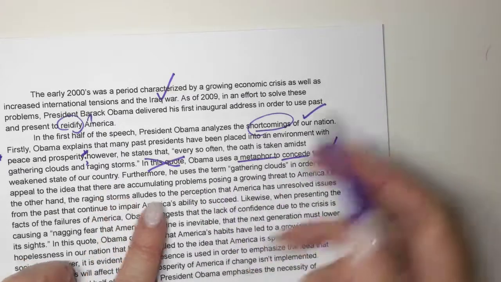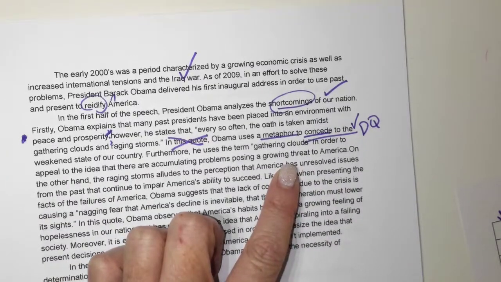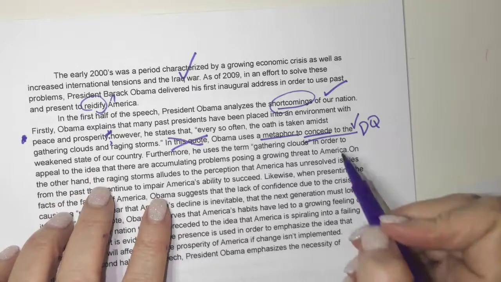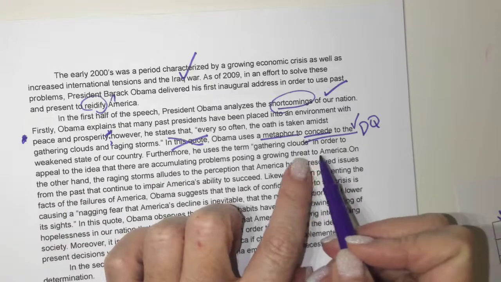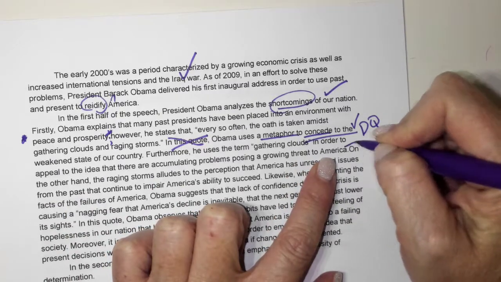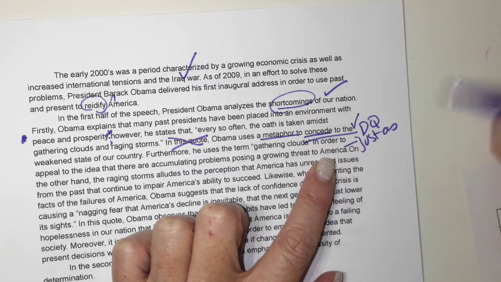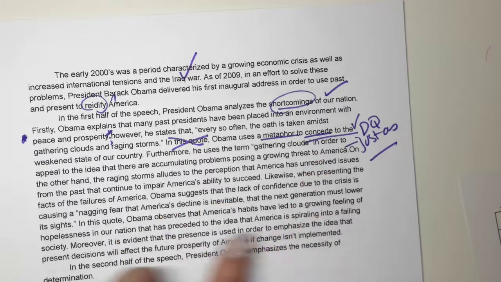Okay. Furthermore, he uses the term gathering clouds. Okay. So if you see me write a DQ by it, that's a double quote. You've already quoted it once and now you're quoting it again. Right? So we need to find a way to not double quote that. In order to appeal to the idea that there are accumulating problems posing a growing threat to America, just as those accumulating clouds suggest whatever, right? So you have to tell me, what do gathering clouds suggest? You have to tell me that.